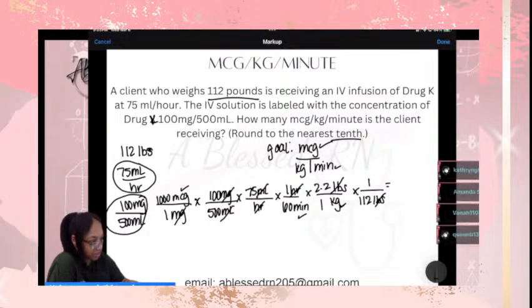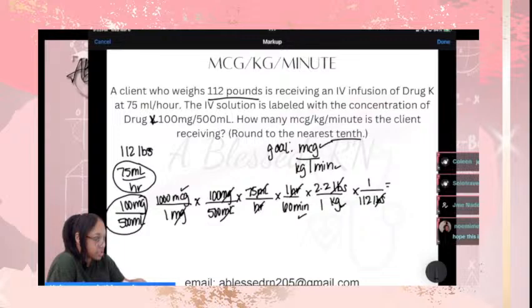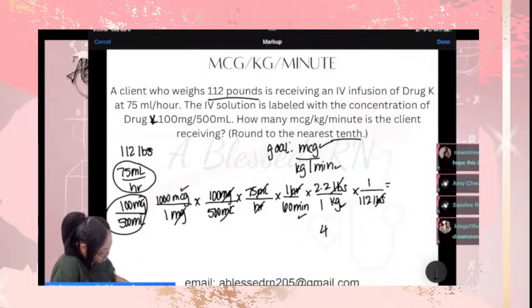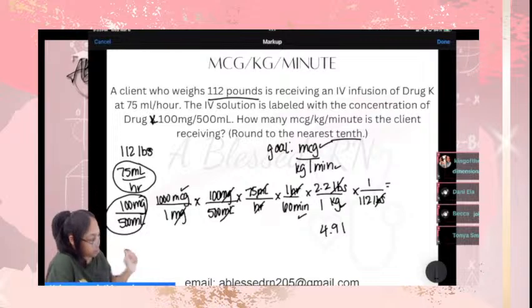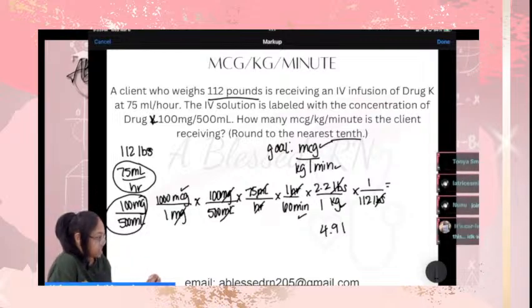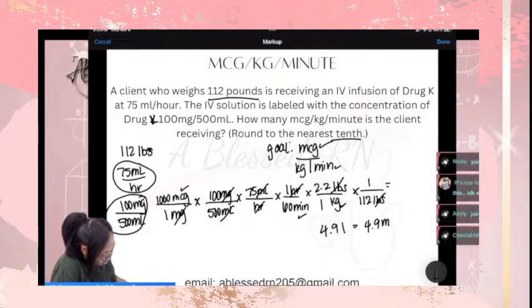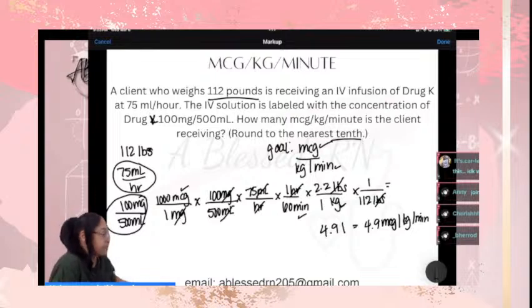So we'll do 1,000 times 100 times 75 times 2.2, and then we'll divide by 500, divide by 60, and then divide by 112, and I got 4.91, right? And it says to round to the nearest tenth, right? So we'll do 4.9 micrograms per kg per minute.